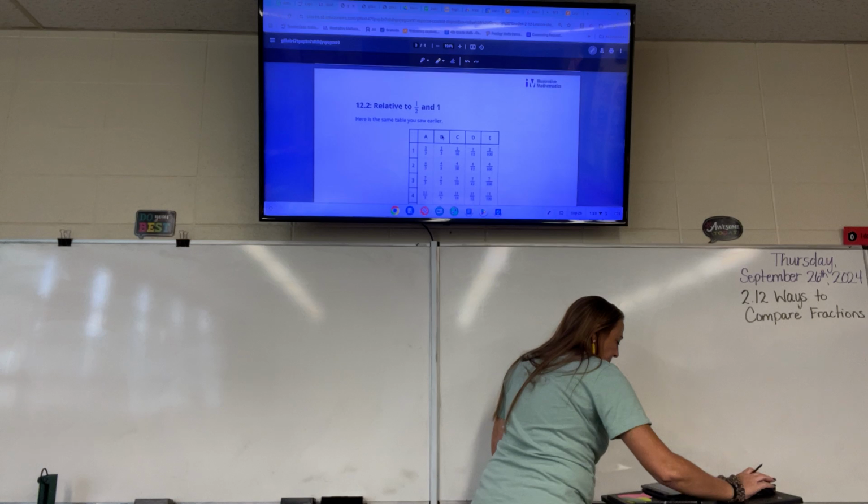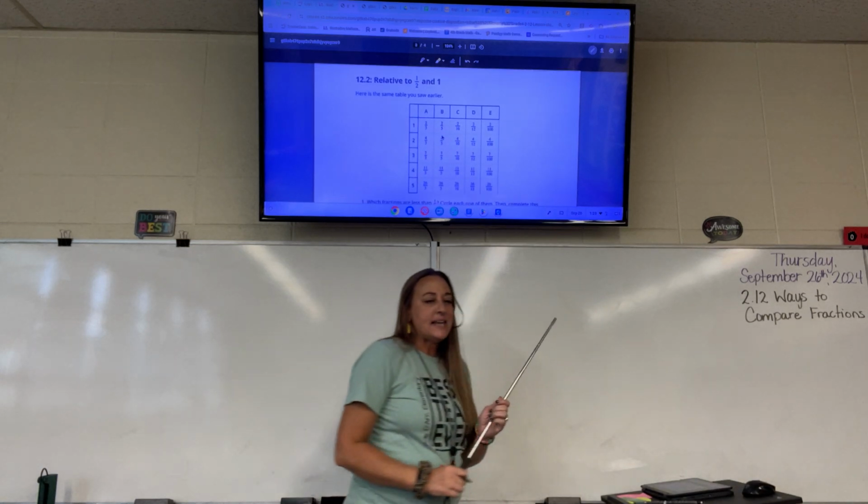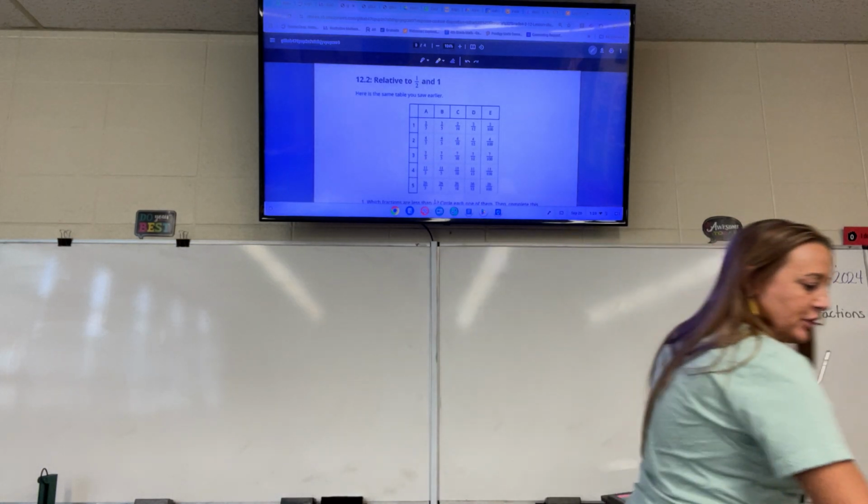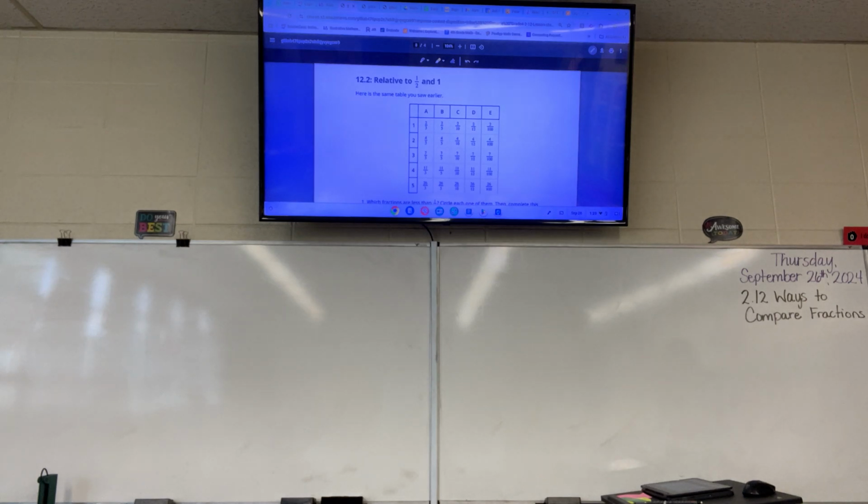Next page. Here's the same table you saw earlier. So you need to write 26/3 and then turn the page.